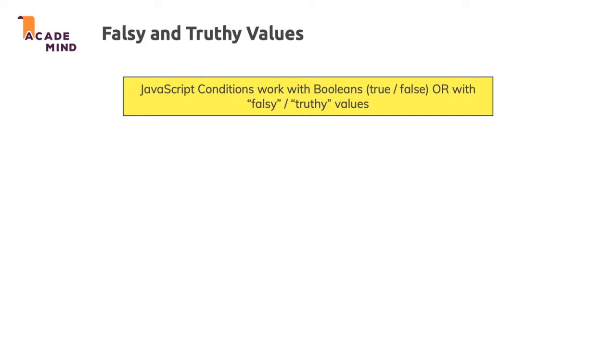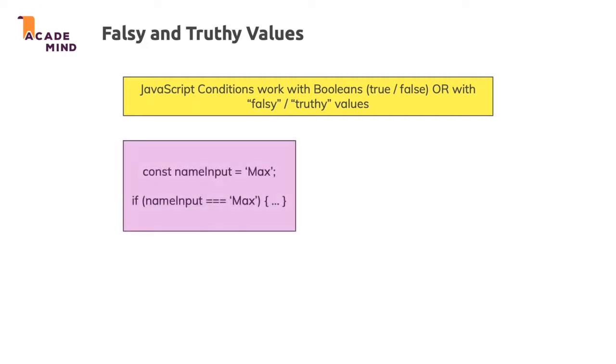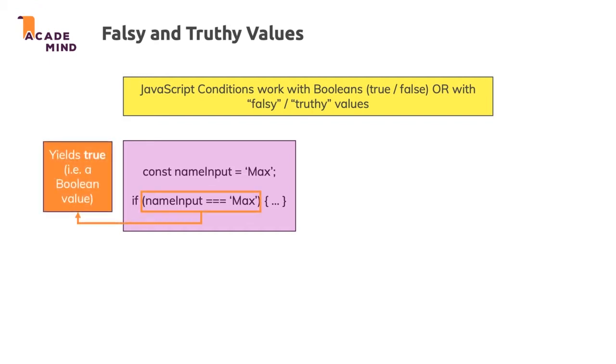Here's an example. Let's say you have a constant name input which holds a value of max. Here it's hard-coded into the code, but of course that could be fetched from an input field on the web page, let's say. And then we use this in a condition here where I compare the value in name input to the hard-coded value of max. Well, we know that name input stores max, and therefore this of course would work. To be precise, this condition yields true in this example here, so it yields a Boolean value, and therefore this of course works. That's what we saw thus far.